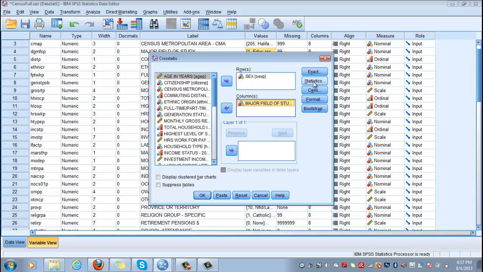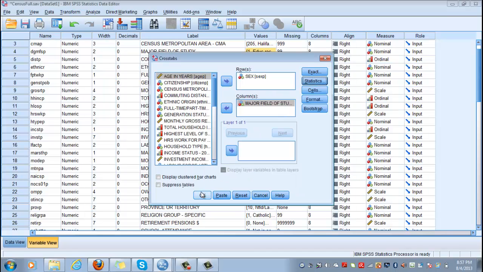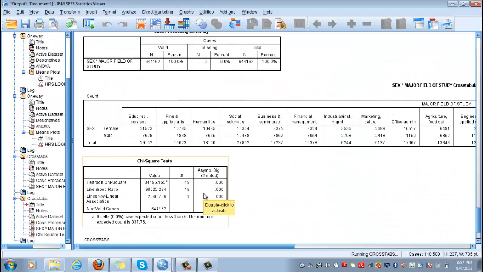Click please on Statistics after you have selected the rows and the columns for the two variables, and click on chi-square. So you select the chi-square window. If not, you will miss the output, and then click on Continue and OK. And you will see this output.